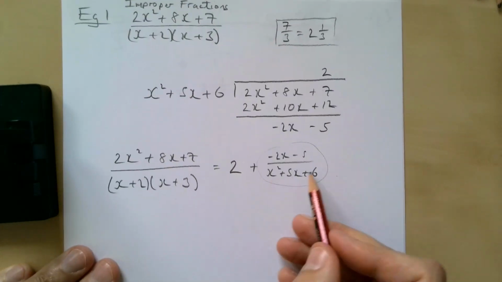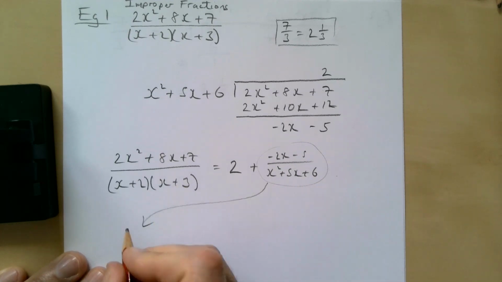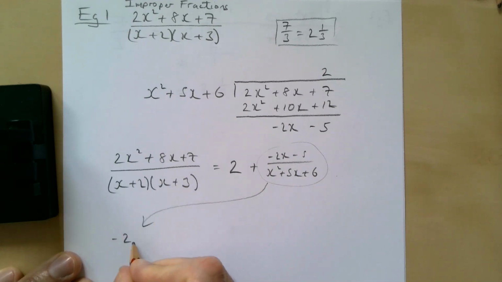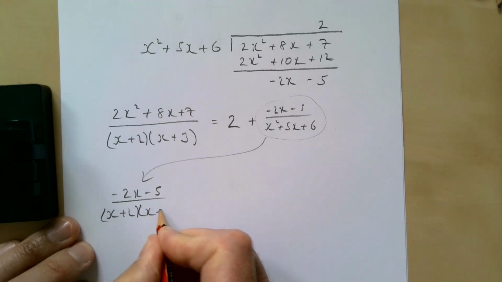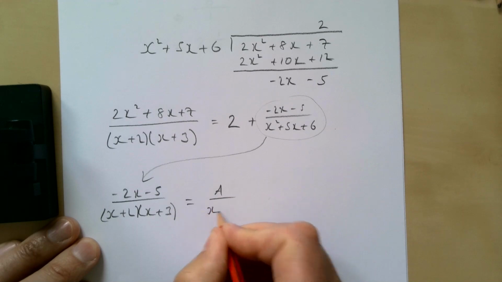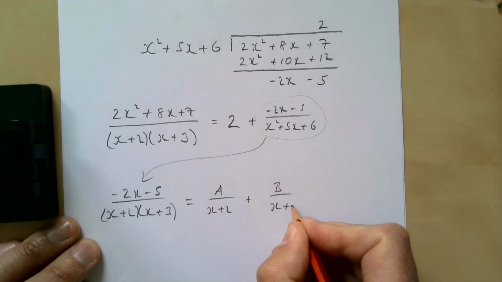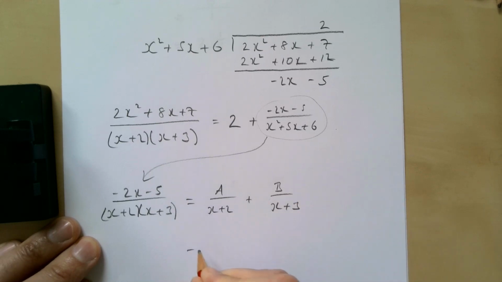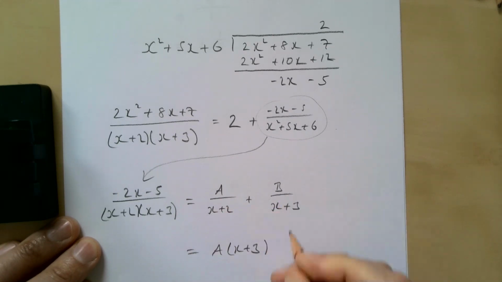So how do we do partial fractions for this one? We split it up into 2 factors, so let's take this bit down. It's minus 2x minus 5 all over x plus 2 times x plus 3. We would write that as A over x plus 2 plus B over x plus 3. Remember we're multiplying top and bottom of this one by x plus 3, and top and bottom of this one by x plus 2.